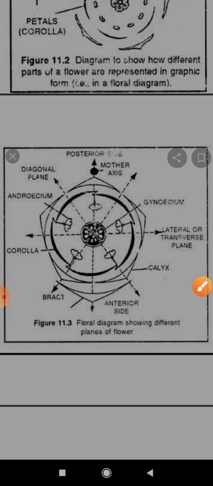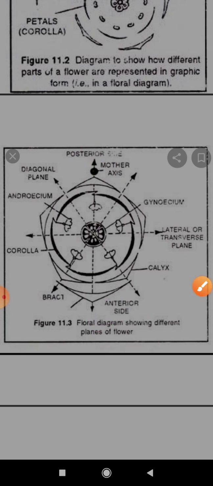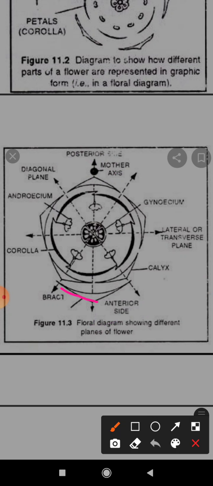Then again you will see here, this is the mother axis, which I told you is the part on the stem to which the flower is attached, and this is the posterior end, and just the opposite end is the anterior side, right? Okay, we move to the next part. We see this outermost part, this is the bract. So that means it is a bracteate flower where the bract is present. We had discussed what the bract is in the previous class when we studied about the flower, right? So that is the bract being present.